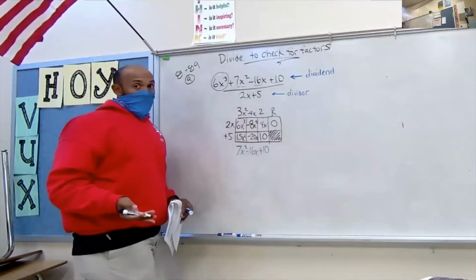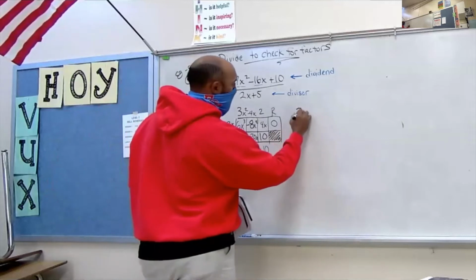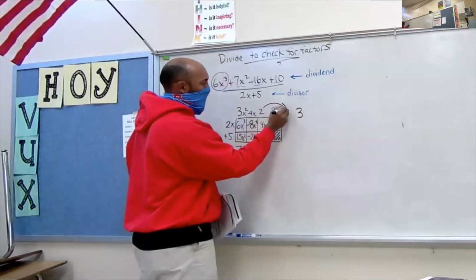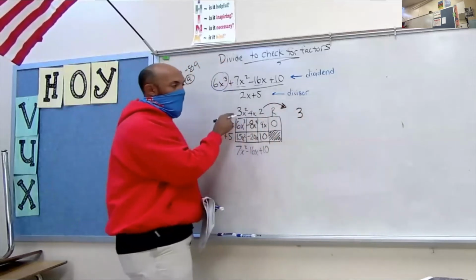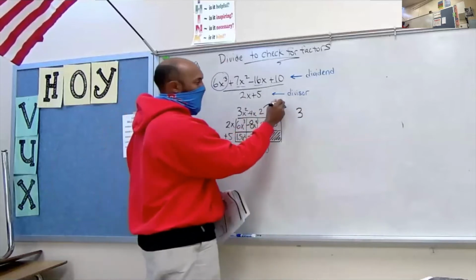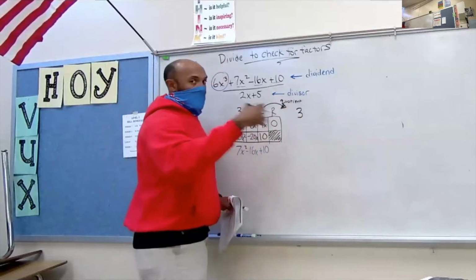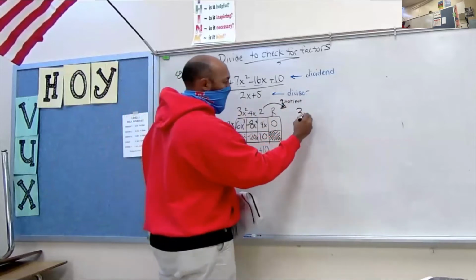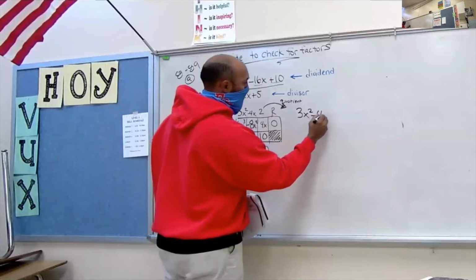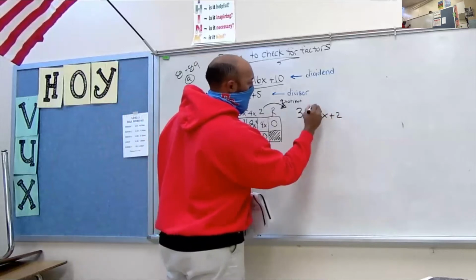Now, when you write your answer, all we're looking for is the quotient. So that is your quotient for the answer to the division problem: 3x squared minus 4x plus 2.